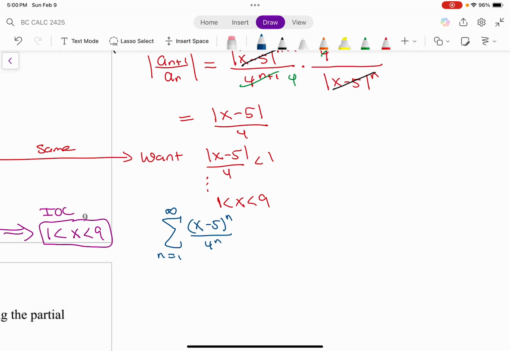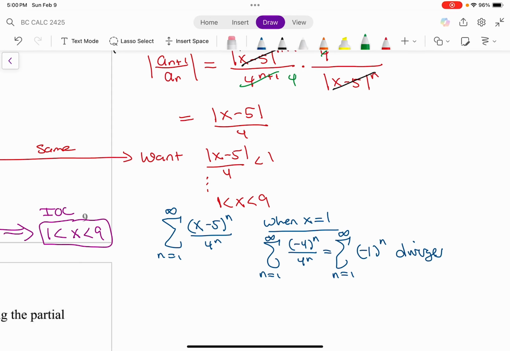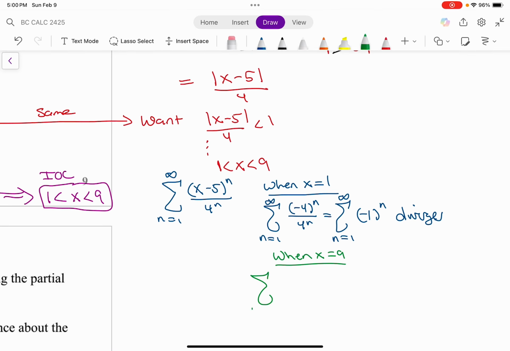But here's our series, and when x equals 1, this first endpoint, we get the series 1 minus 5. So you get -4 to the n over 4 to the n, which is, sorry, that was sloppy. This is just -1 to the n, which diverges. Okay, that's a divergent series. And then when x equals 9, notice what you'll get. Okay, you get this, which also diverges.